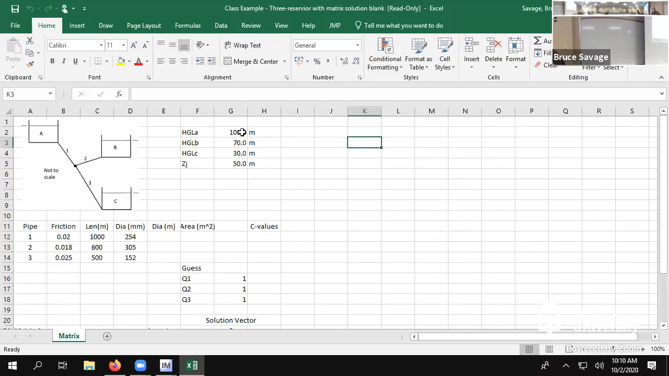The hydraulic grade line at A is 100 meters, the one at B is 70 meters, at C is 30 meters, the elevation of the junction is 50 meters, okay? And I want to calculate what is the flow in my system. And I want to do it numerically so I don't have to sit and iterate by hand, because today we use computer programs, right? But we still need to know.